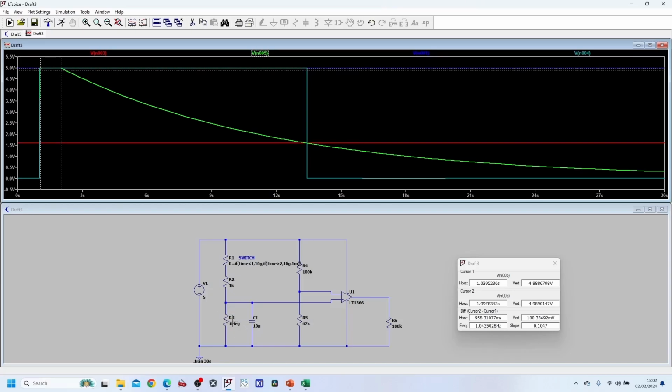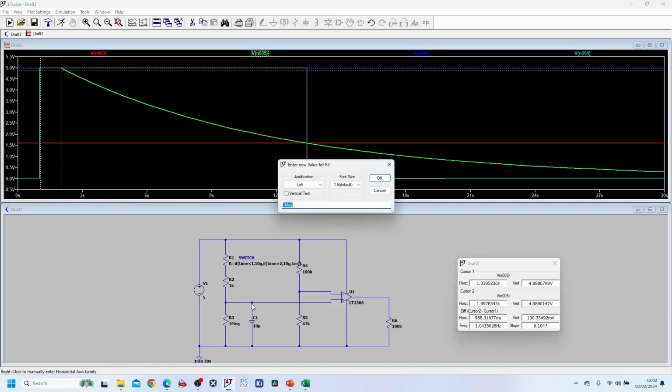So we can increase or decrease the resistance value. If we decrease the resistance value over here, then the full voltage over here would decrease, so the starting voltage would be lower. But it would also mean that when the switch is released, the capacitor would discharge faster. So let's try that now.